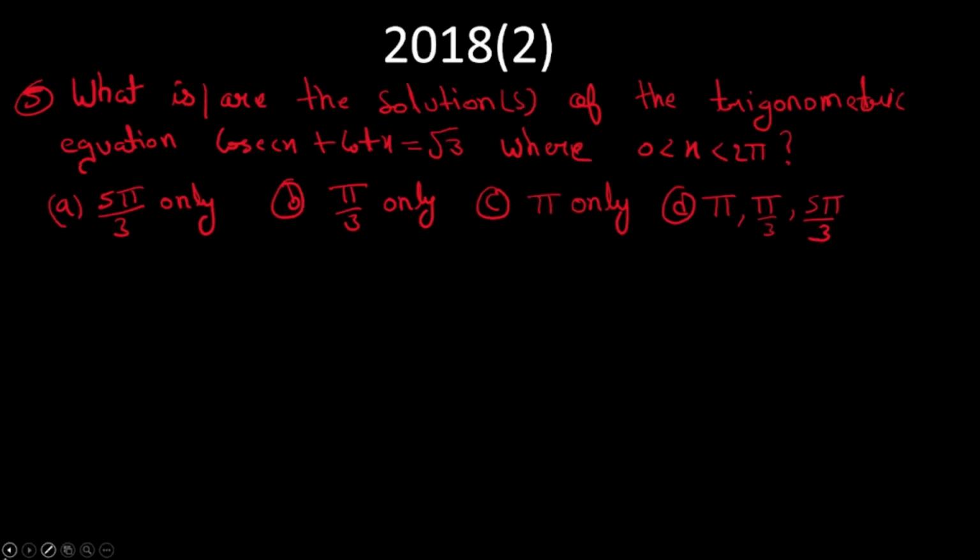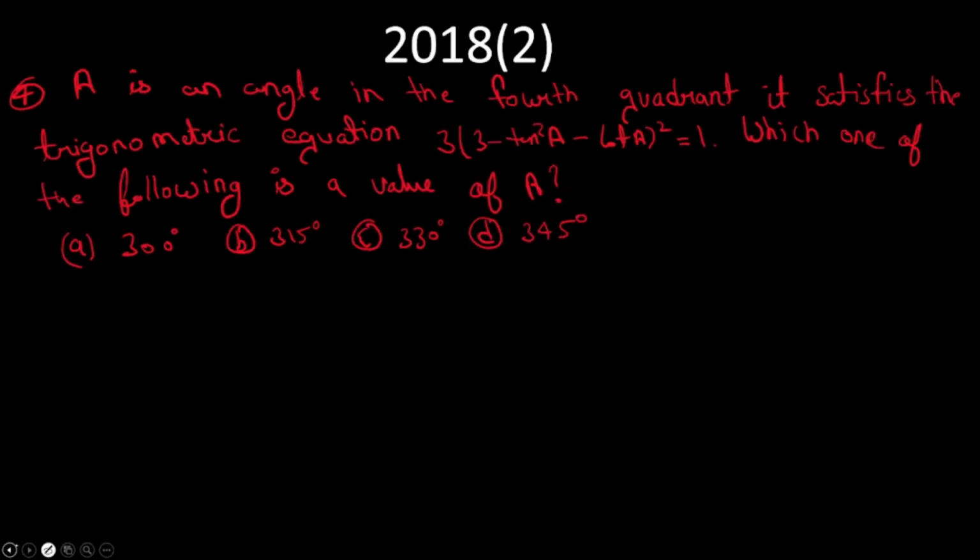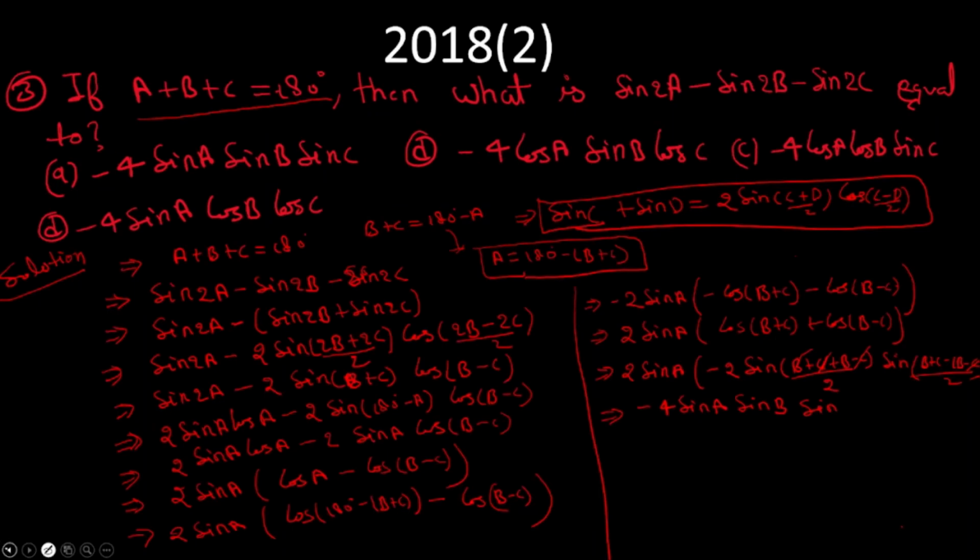Okay, and here we get c. Sorry, one minute. Here we get sin of (b+c) minus (b−c). So b and b cancel, we get 2c. So our answer is minus 4 sin a sin b.